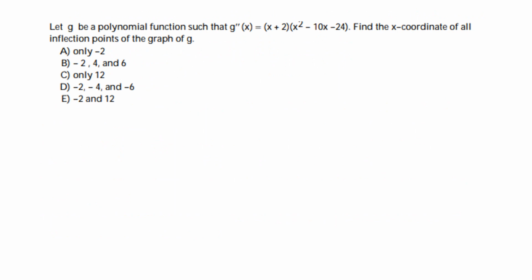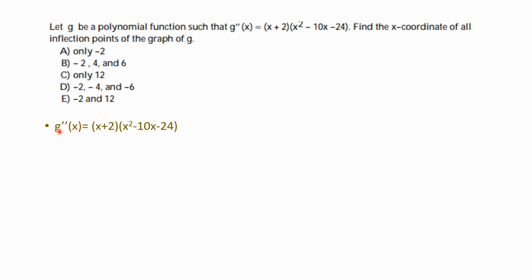Let's get to the next question. For this question, let g be a polynomial function such that g double prime of x equals x plus 2 multiplied by x squared minus 10x minus 24. Find the x coordinates of all the inflection points of the graph of g. These are the possible answers. Let us search for the correct one.